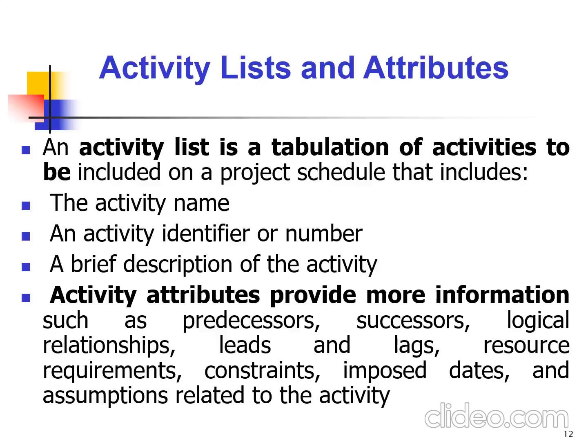So we have activity lists and attributes. So an activity list is a tabulation of activities to be included on a project schedule that includes the activity name, an activity identifier or number, and a brief description of the activity. So activity attributes provide more information, for example, predecessors, successors, logical relationships, leads and lags, resource requirements, constraints, imposed dates, and assumptions related to the activity.